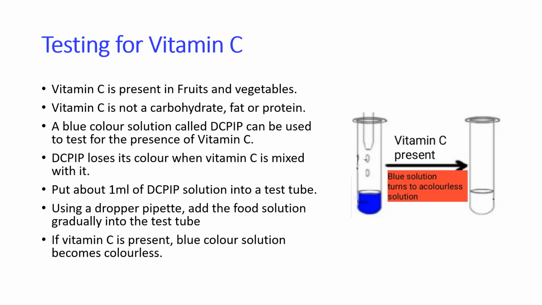DCPIP loses its color or decolorizes when vitamin C is mixed with it. So into a test tube, we can put about 1 milliliter of DCPIP solution, and then using a dropper pipette, gradually we can add the food sample into the test tube with DCPIP. If vitamin C is present, blue color solution becomes colorless. If vitamin C is not present, it will remain its blue color.